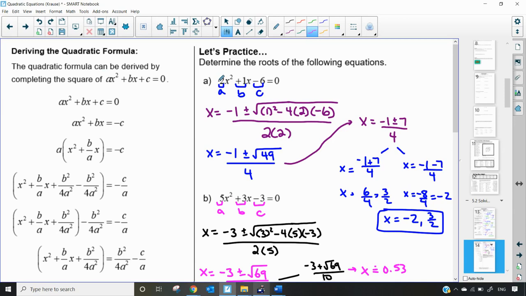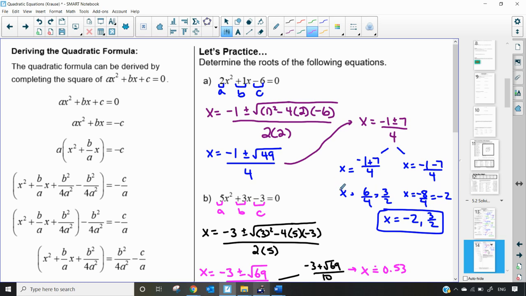So for the first one here, we subbed in negative 1 plus or minus 1 squared minus 4 times a is 2 times c is negative 6, and then divided by 2 times a, which is 2 times 2. Simplifying down, we end up with negative 1 plus or minus the square root of 49 divided by 4. Root 49 breaks down to 7. So we have negative 1 plus 7 divided by 4 gives us 3/2. And negative 1 minus 7 divided by 4 gives us negative 2.